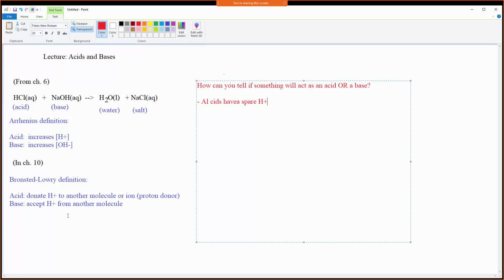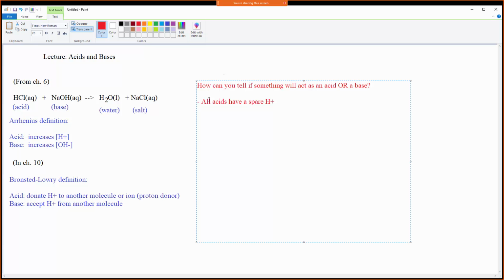I say spare because a molecule might have a hydrogen and not be willing to part with it, right? If it's not willing to donate the hydrogen that it has, then it's still not an acid. So to be an acid, you have to have a hydrogen and you have to be willing to give it up.